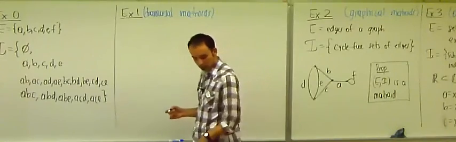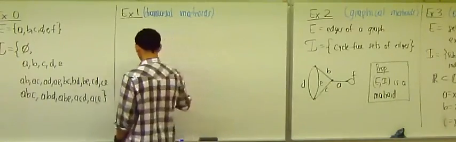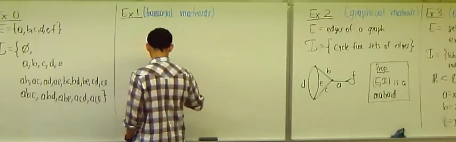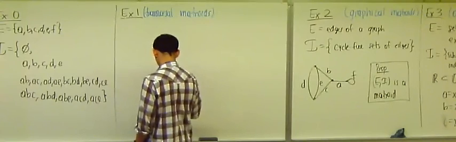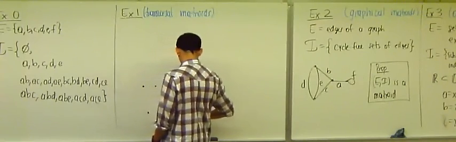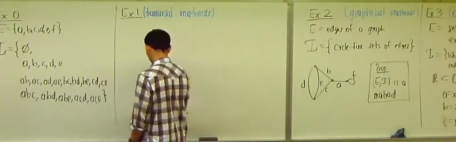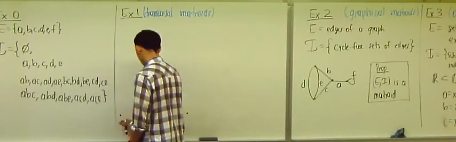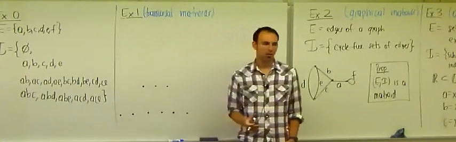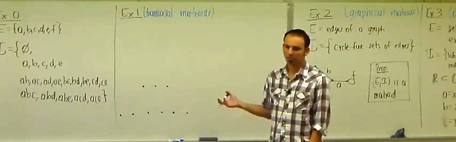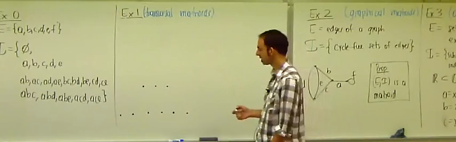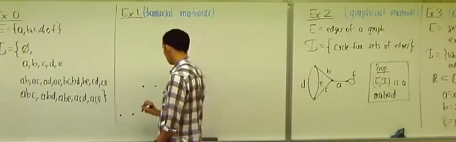Okay? So maybe we have 3 men. And maybe we have 6 women. And let's say that we're going to put an edge between 2 people if they're willing to get married, let's say. Okay.